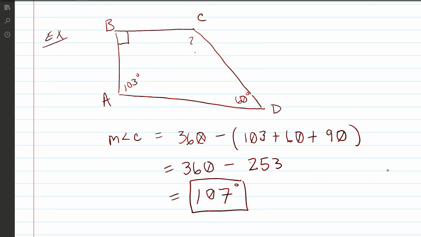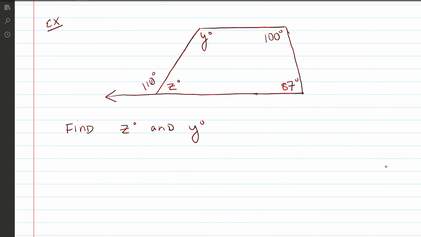Alright, so the measure of angle C, that unknown, is 107 degrees. In this next example, we're given a convex quadrilateral, but then there's shown here the extension of this line going a little bit past that angle Z. So we have this angle at 110 degrees, and then we have Z, the unknown, Y is an unknown, and we have a 100-degree angle and an 87-degree angle. So we are asked to find Z and Y, those two angle measures.